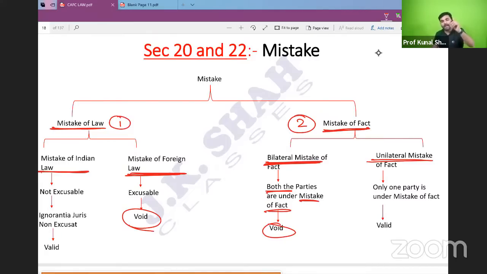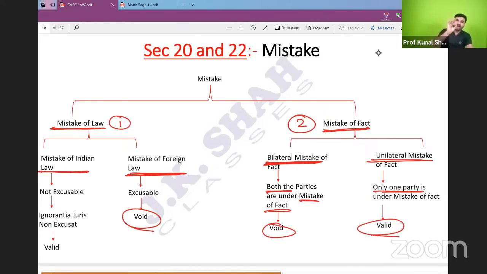So when both the parties are under mistake of fact, then in that case, the contract is nothing but a void contract. But when only one party is under a mistake, then why should the other party suffer? When a mistake is done by only one party, then why should the other party suffer? So in that case, the contract which is formed is always and always valid in nature.